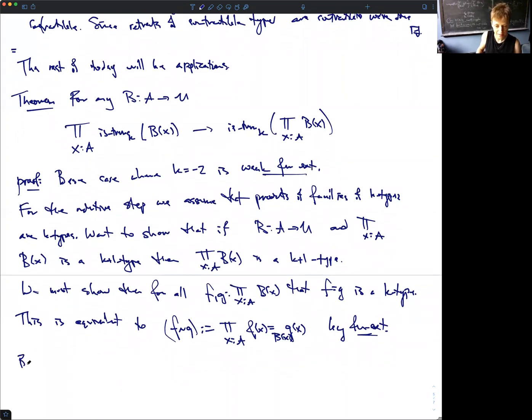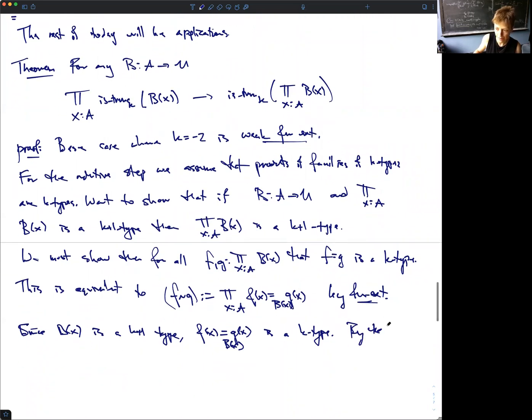Since B of x is assumed to be a k+1 type, its identity types, in particular f of x equals g of x in B of x, are k-types. Now, by our inductive hypothesis, we're assuming that products of families of k-types are k-types, and that's what we need. So by the inductive hypothesis, abbreviated IH, this type of homotopies is a k-type, which is what we needed to show. So we're done.